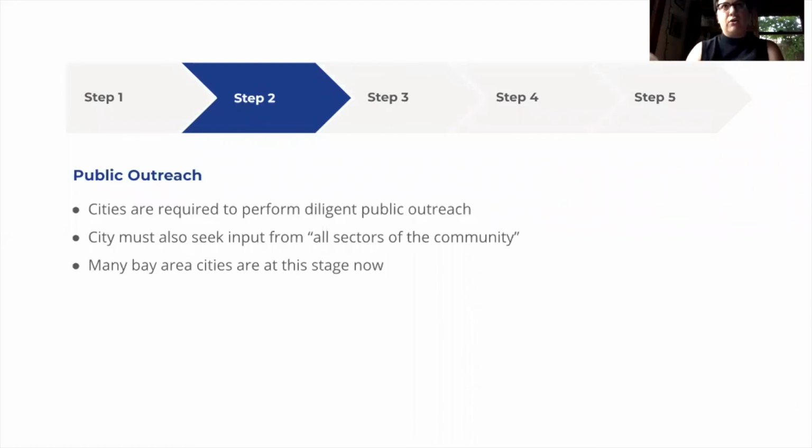So basically, all over the state, cities are starting to do the public outreach. That can take the form of workshops or surveys, but also public meetings like planning commission meetings, city council meetings, and things like that.